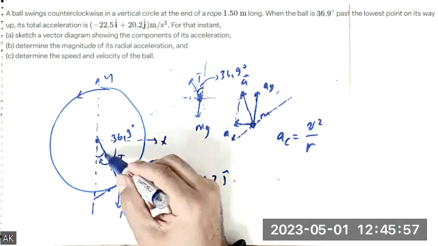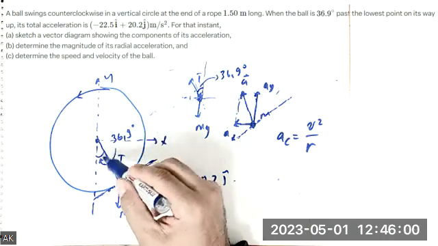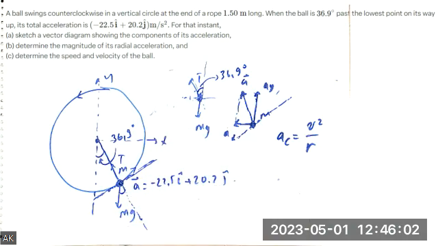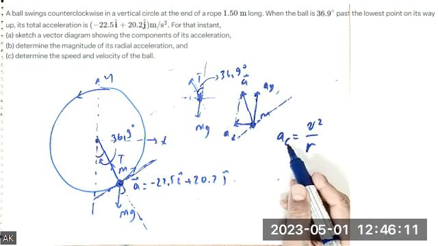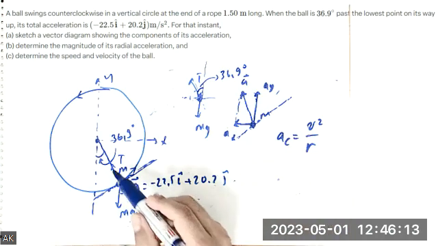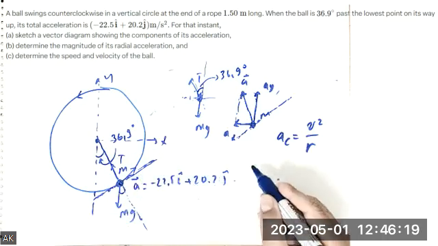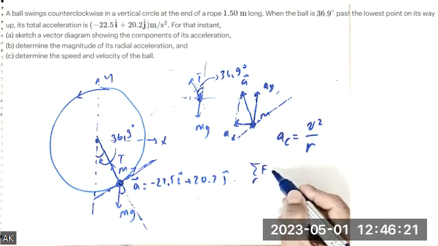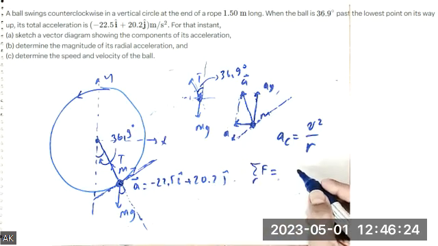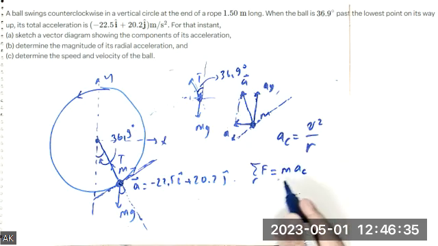What is this line? This line is in fact the centripetal line. To find the centripetal acceleration, we need to find the total force along the centripetal line. The ball has no given mass, so the total force is mass times AC.